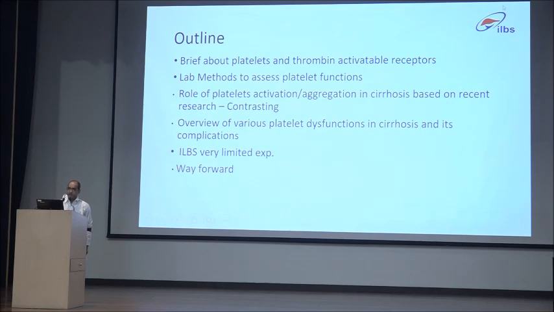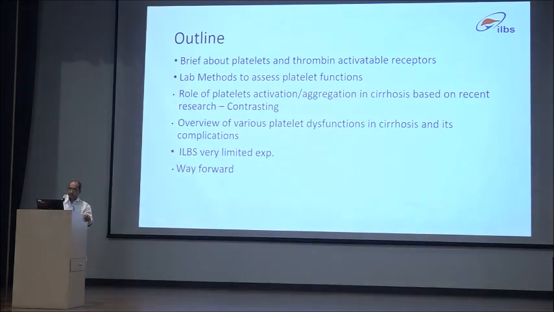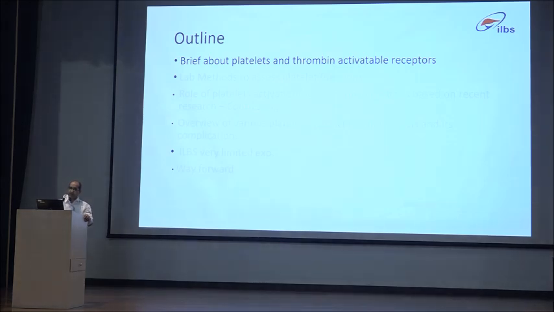So the outline of this presentation would be a very brief overview of platelets and thrombin activable receptors, lab methods by which we can assess the platelet functions, the role of platelet activation and aggregation in cirrhosis based on recent research of the last 3-4 years and their contrasting views, and an overview of various platelet dysfunctions which can occur in cirrhosis and its complications, and limited experience in ILBS and way forward. So I'll start with the first, a brief introduction.